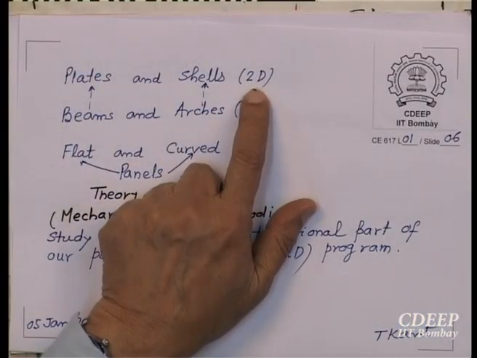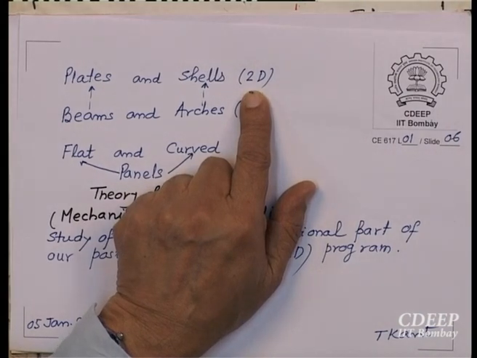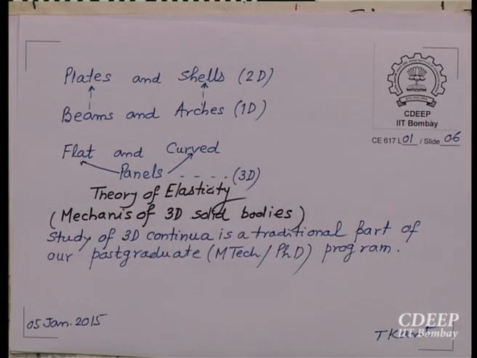So, that is plate. That is why I have written here two dimension. Shell also. The difference between plate and shell is only one thing, not much. What is the difference? Anybody?